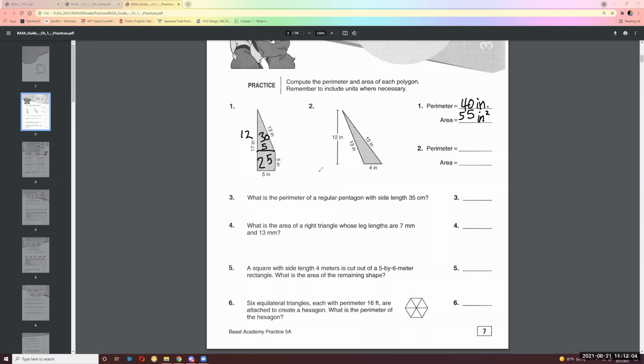Do you want to continue, Johnny, for the second problem? Does anyone else want to try the second problem? I can. All right. So for the perimeter, instead of adding 3, you can just do 15 plus 4 is 19, so it's 19 plus 13, which is 32. So the perimeter is 32.